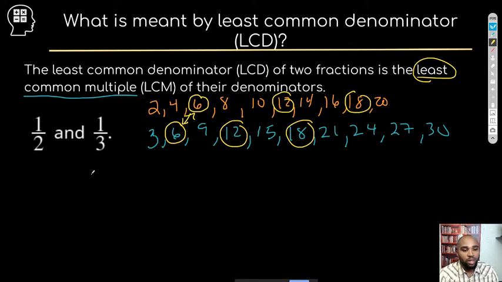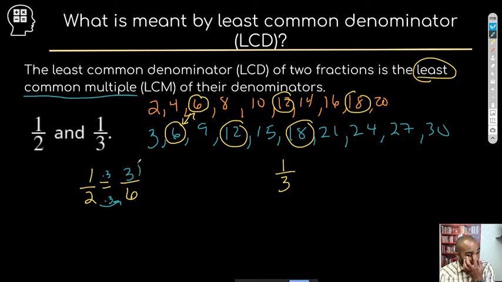In order to rewrite this, actually, I'm getting a little bit ahead of myself. I'm going to give you a teaser of what I'm about to get into. So instead of 1/2, I want a 6 in the bottom. In order to get a 6 in the bottom, I have to multiply by something to get to that 6. That's a 3. Since these are equal, I should do the same thing on the top. 1 times 3 is 3. So 3/6 is now equivalent to 1/2.